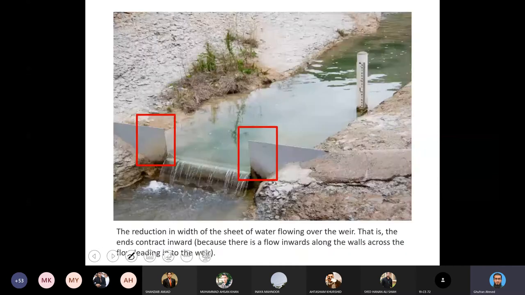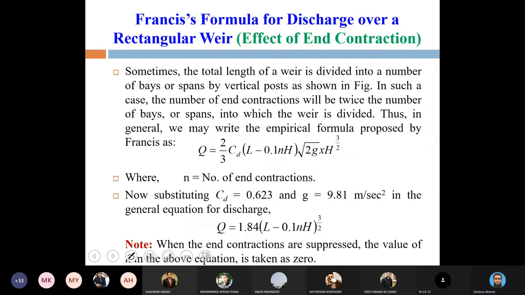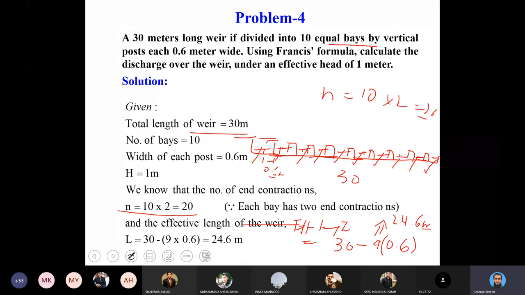It is just like this one. This figure means this post has a width of 0.6 and we have 9 posts here, say 1, 2, 3, 4, 5, 6, 7, up till say 9 posts. So the effective length of the weir from which the water flows out would be L minus 9 into 0.6. Okay.